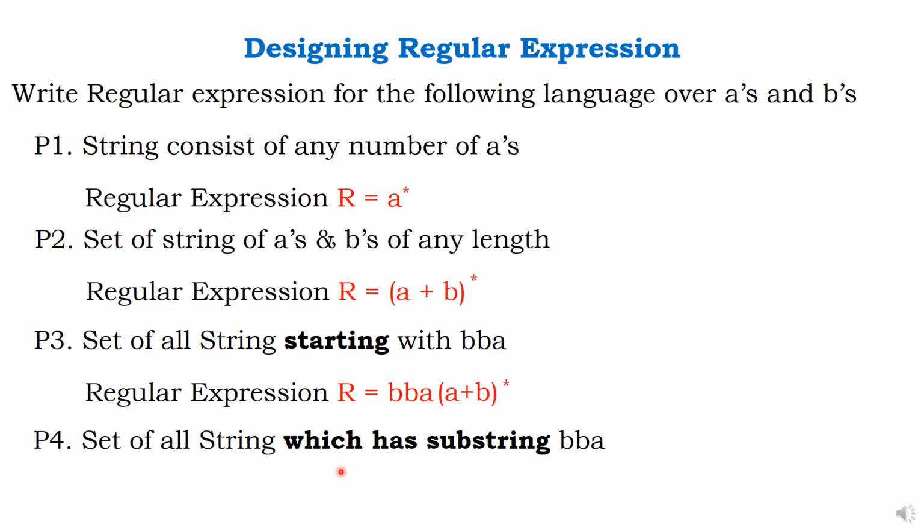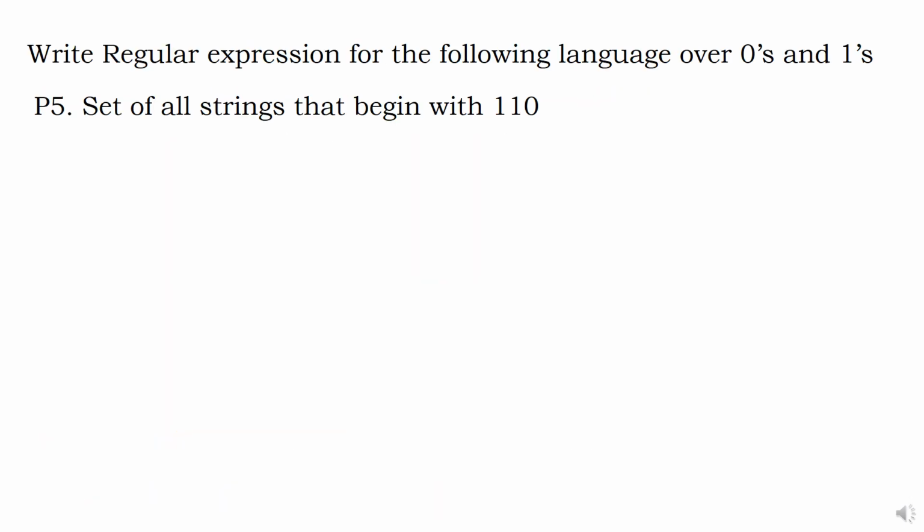Set of all strings which have a substring BBA. What do you mean by substring? Starting can be anything. Ending can be anything, but it has a substring. So substring BBA, starting can be anything, either A or B, any number of times. Ending also A or B, any number of times. Sir, why only A and B? Why not zeros and ones?